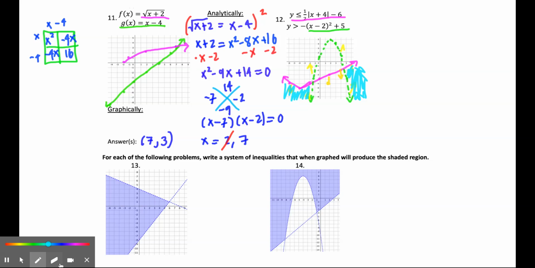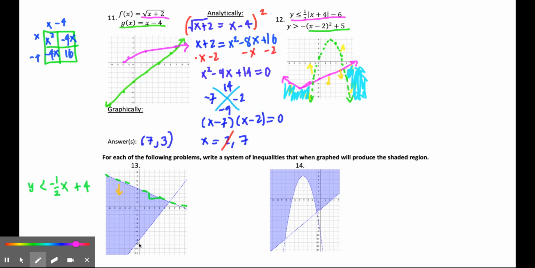Okay, so writing a system, these are lines. So first, this one is dotted and shaded below, and it has a y-intercept of 4 and a slope of, it looks like, negative 1/2. So it's dotted and shaded below, so that's less than.